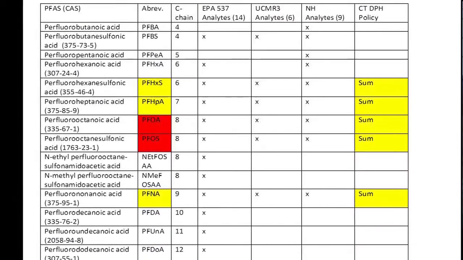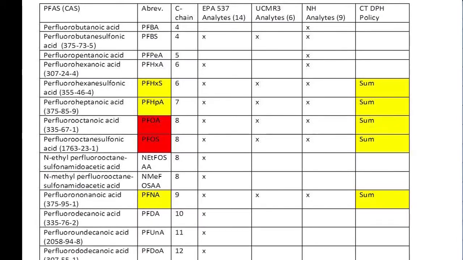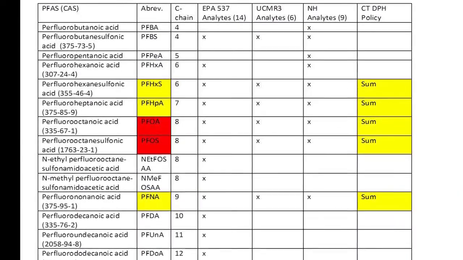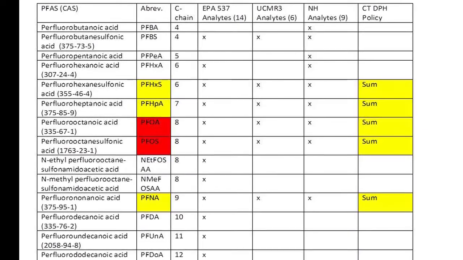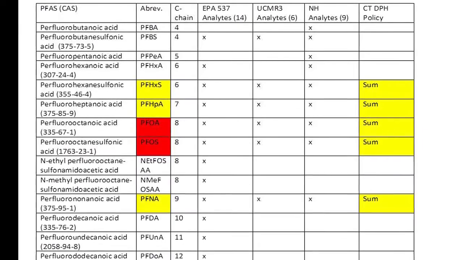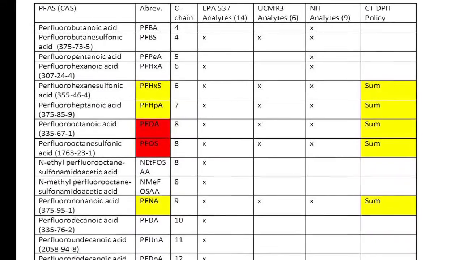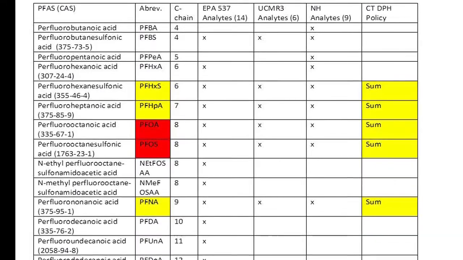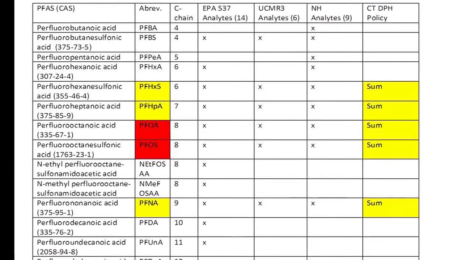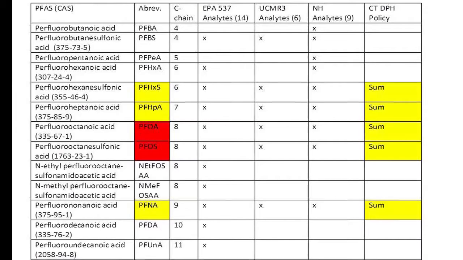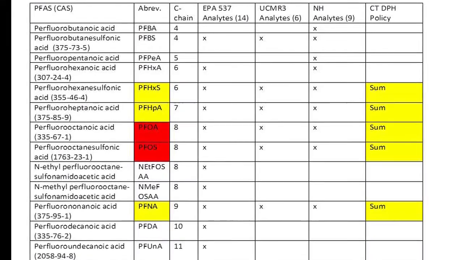PFOS and PFOA are indicated in red. Those are the two that we have the RfD information for from EPA. What Connecticut has done is they've issued a Connecticut Department of Public Health policy, basically recommending that 5 of the 6 UCMR3 analytes, all of the longer chain ones, be included in the sum to compare to the EPA 70 parts per trillion health advisory for drinking water.